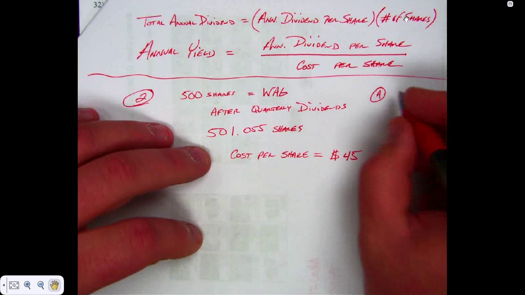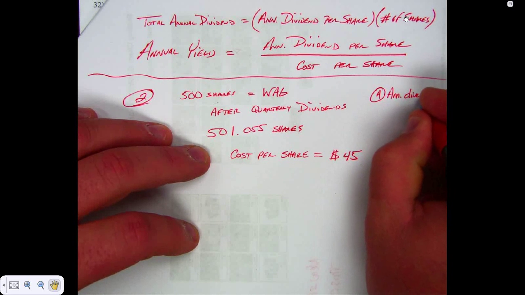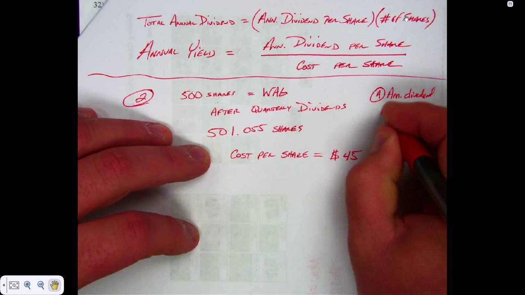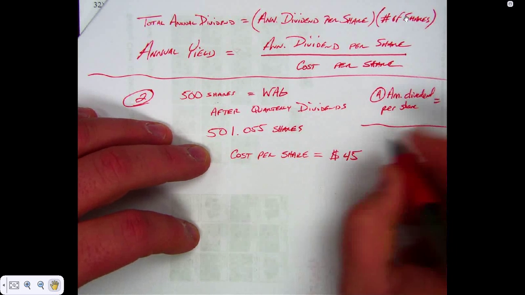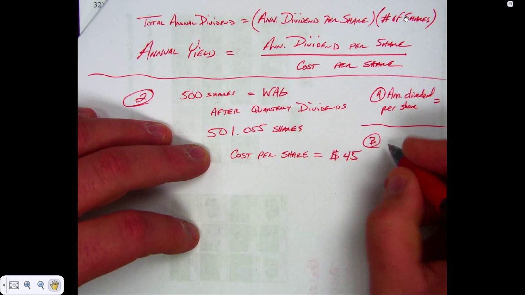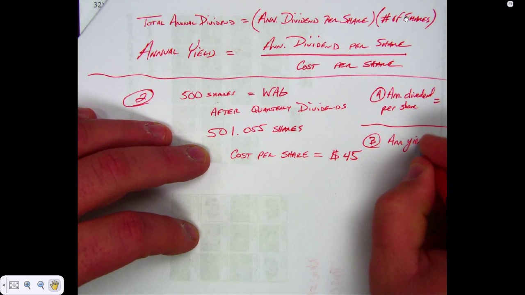They want to know A, the annual dividend per share, and B, annual yield.